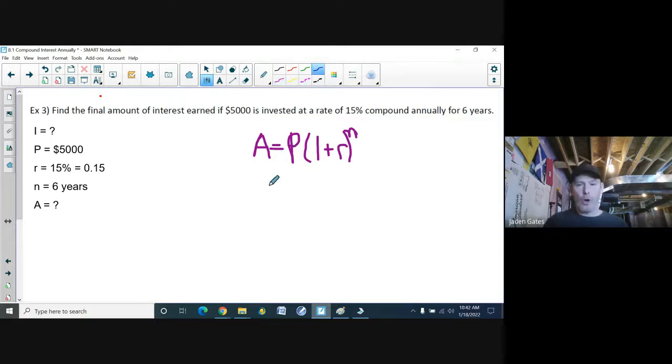All right, but same old, I am going to substitute into my equation here. So I have A equal my principal. This time we got $5,000.